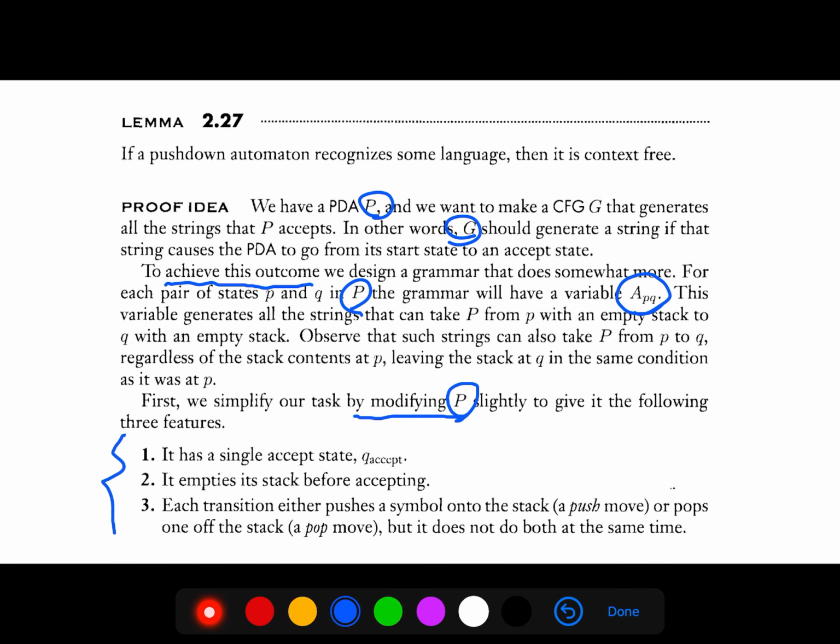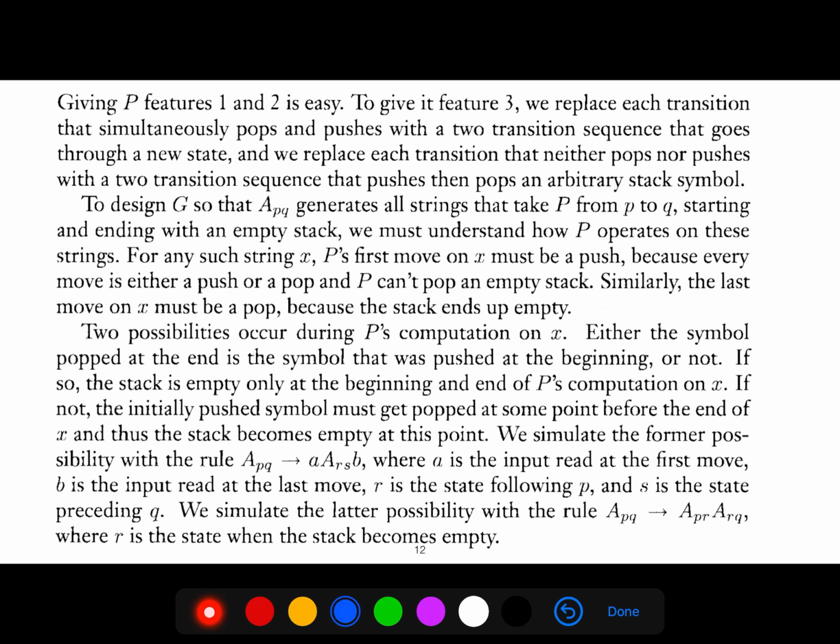First, it has a single accept state, because if you don't reach an accept state, you don't know how much you should go. On your tape, you don't know when you should accept. Second, it empties its stack before accepting. Third, each transition either pushes a symbol onto the stack or pops off the stack, but for simplicity, we assume it does not do both at the same time.